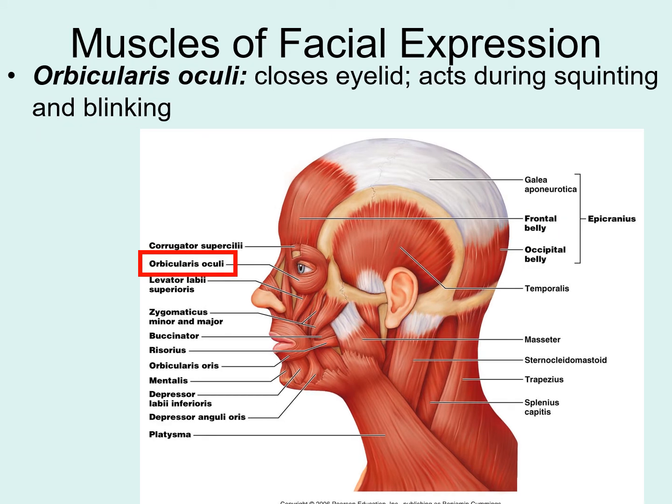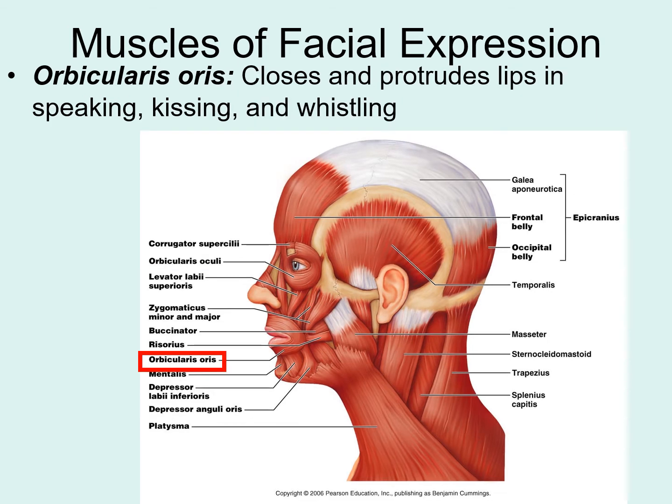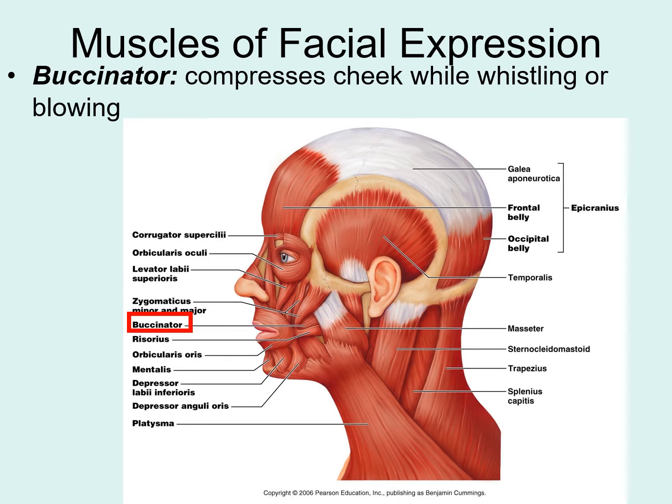Orbicularis oculi, this is going to close the eyelid. When you're squinting or when you're blinking, this will be the muscle involved. The orbicularis oris is a circular muscle that helps to close the mouth and protrudes the lips when you're speaking, whistling, or kissing. The buccinator is going to compress the cheek while you're blowing or whistling.